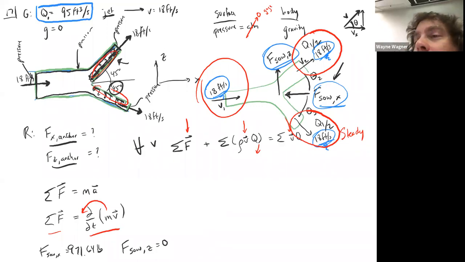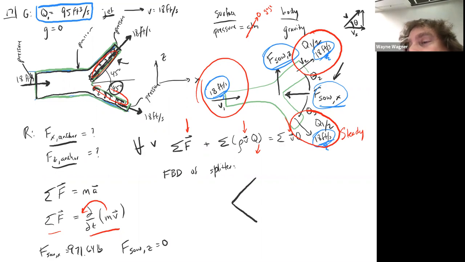So if I draw a free body diagram of the splitter, here's what it looks like. Okay, so the splitter just looks like this, and it's got forces on it. Notably, okay, can you move on, buddy? That's really annoying.